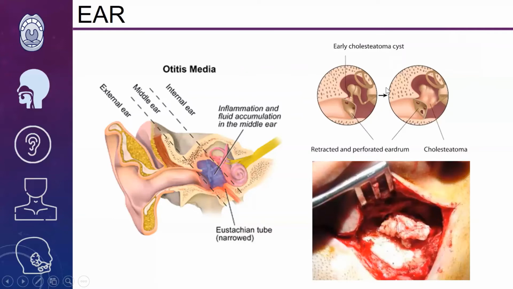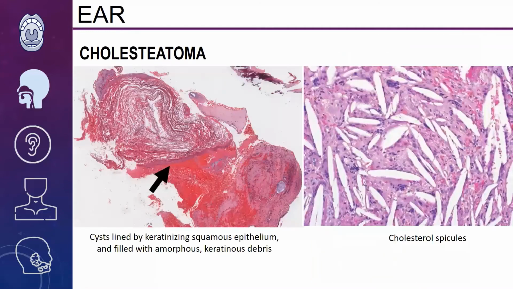Cholesteatomas are non-neoplastic cystic lesions associated with chronic otitis media. The cysts are typically 1 to 4 centimeters in diameter, lined by stratified squamous epithelium or metaplastic mucosecreting epithelium and filled with amorphous material. We have keratinous debris. Also, cholesterol spicules may be present.